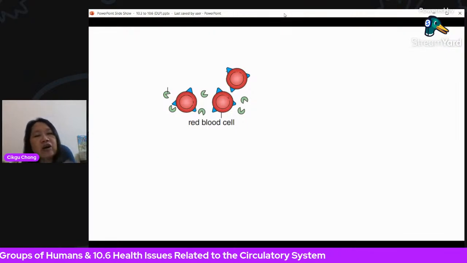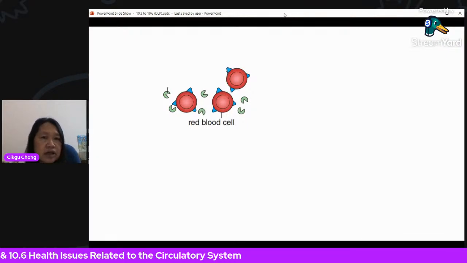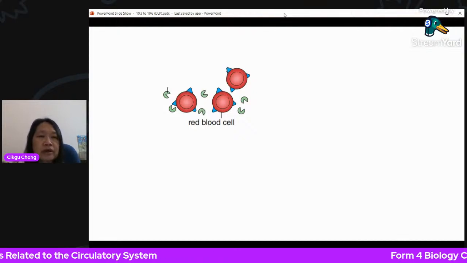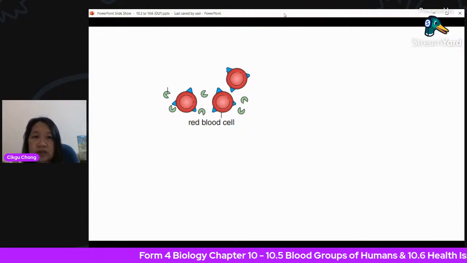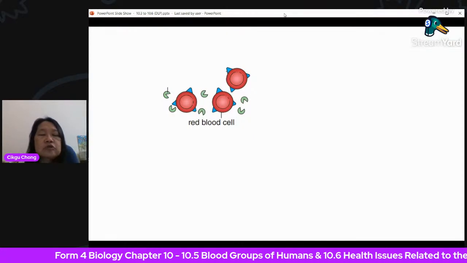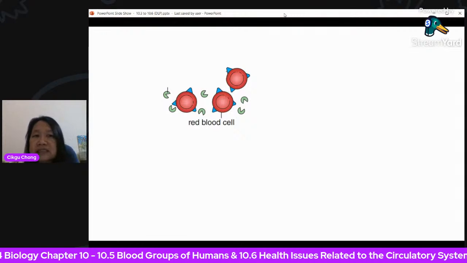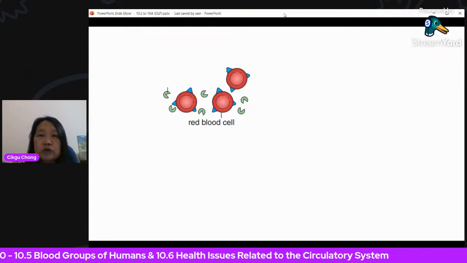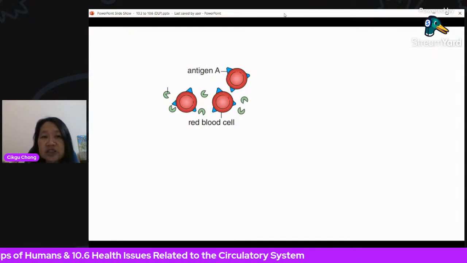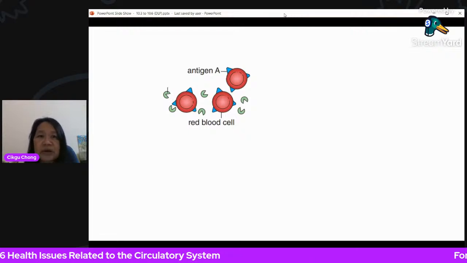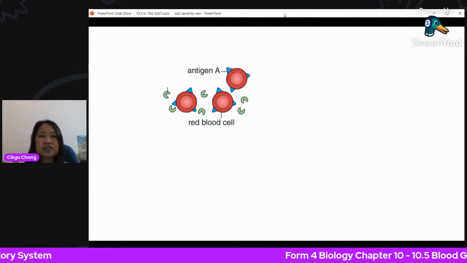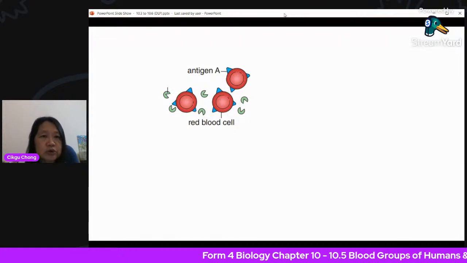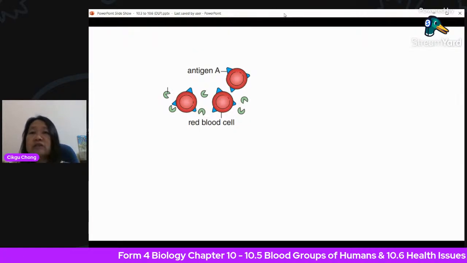So you see on the surface of the red blood cell, you can't see it actually, it's too small, there's a kind of protein that exists on the surface. We call it antigen. Now this is just a representation. When I draw all this blue color stuff there, this shows the antigen. Let's say antigen A, but it's not as big as this. It cannot be seen, even under the microscope. This is just a representation to show you that there's a kind of protein on the surface.